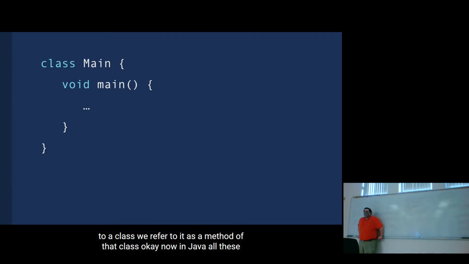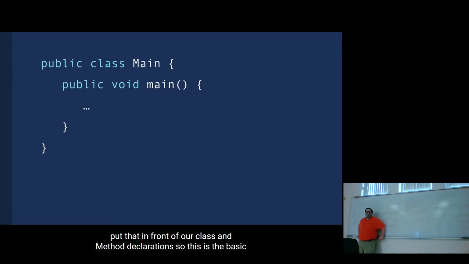Okay? Now, in Java, all these classes and methods should have an access modifier. An access modifier is a special keyword that determines if other classes and methods in this program can access these classes and methods. We have various access modifiers like public, private, and so on. Now, most of the time we use the public access modifier, so we put that in front of our class and method declarations. So this is the basic structure of a Java program.